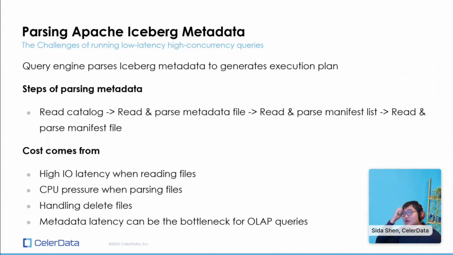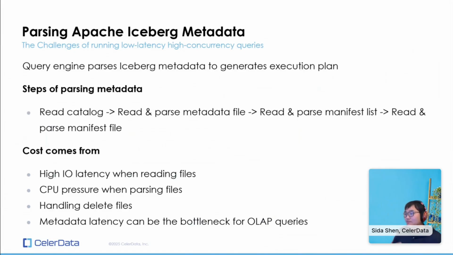So first, let's talk about some of the common challenges on the engine side when reading off an Apache Iceberg table, right? First, parsing the Apache Iceberg metadata can be a really expensive process. You read from the catalog, you read and parse the metadata file, you read and parse the manifest list, and you read and parse the manifest file, right? The cost can come from really high IO latency while reading the files. Actually getting the files from S3 to the engine itself uses a lot of IO, right?